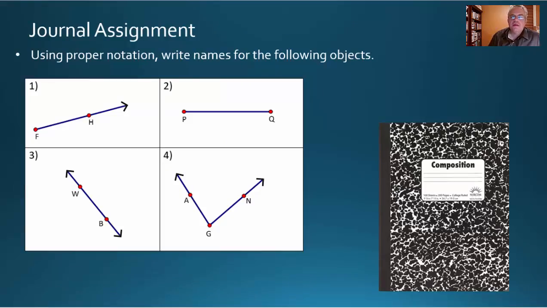All right, time for your first journal assignment. So that wasn't too bad. You're going to write names for these objects. Okay, so kind of like I did on the first slide. So if you want, write what it is, but then write a name for it using proper notation. Now, what I want you to do is, in your composition book, label this assignment as video 1A. Always put the name of the video on top of the assignment so I know which one it is when I check your journals. So, under video 1A, answer those 4 questions. Good luck. See you next time.